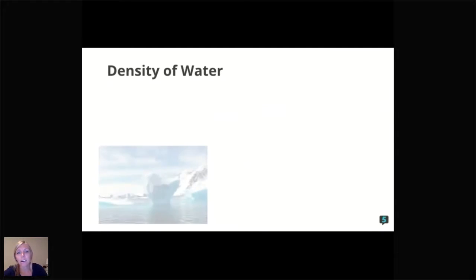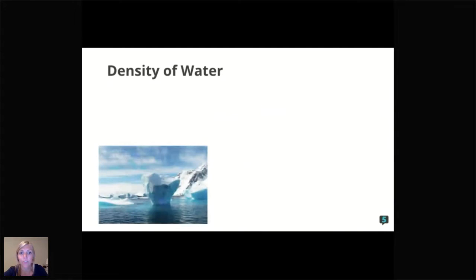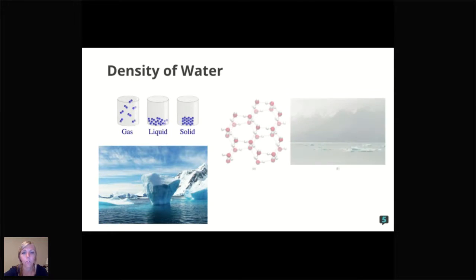Okay, density of water. Ice floats, right? We all know that ice floats. It's amazing. If ice didn't float, we'd be in big trouble for sure. So normally when something goes from a gas to a liquid to a solid, if you can see this picture right here, it becomes more dense, right? Density has to do with how tightly things are compacted in a given volume. But with water, it's so cool.